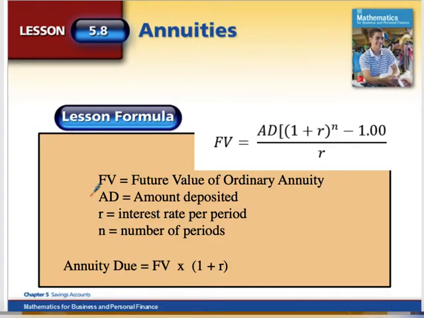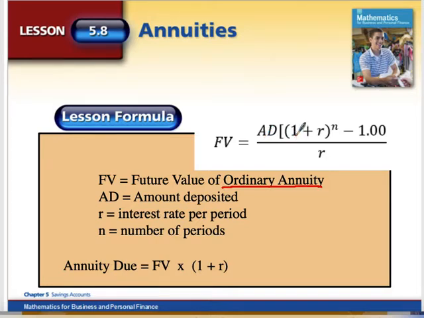I gave you a list of what all of these variables represent, but we're going to be looking for future values of an ordinary annuity first. Regardless of which type of annuity we're going to be calculating, we always find the ordinary annuity first. So we're going to calculate the future value by taking the amount deposited. Again, this is usually the principal, but a principal reflects that you make a one-time deposit. Amount deposited reflects that maybe you're putting away $200 every month or $1,000 every 6 months. So the amount deposited is usually a recurring payment.